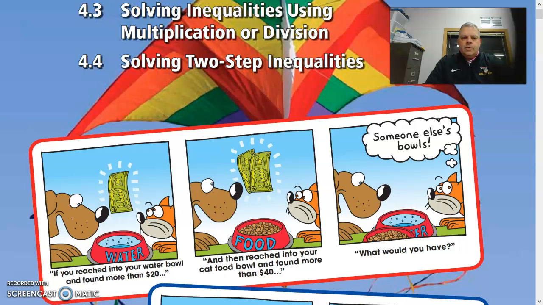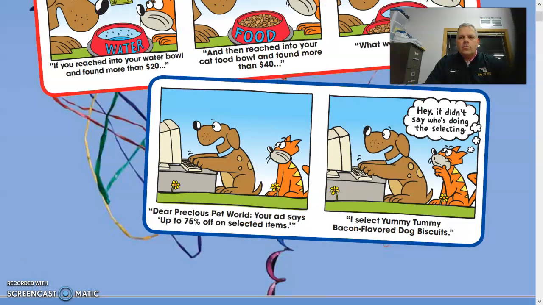The first cartoon that we have: if you reached into a water bowl and found more than $20, and then reached into your cat food bowl and found more than $40, what would you have? Somebody else's bowls. So we're talking about greater than 20, greater than 40. So we'll basically be dealing with some things like that.